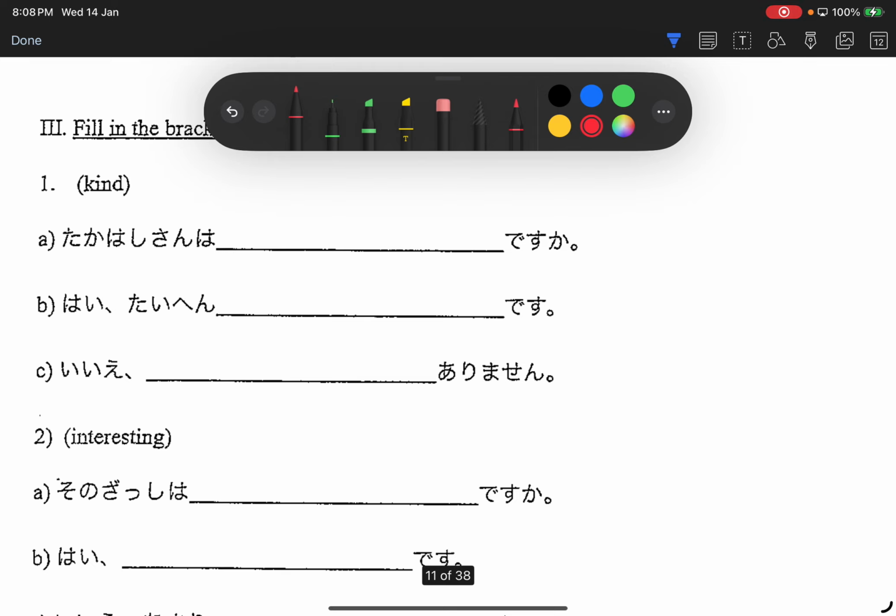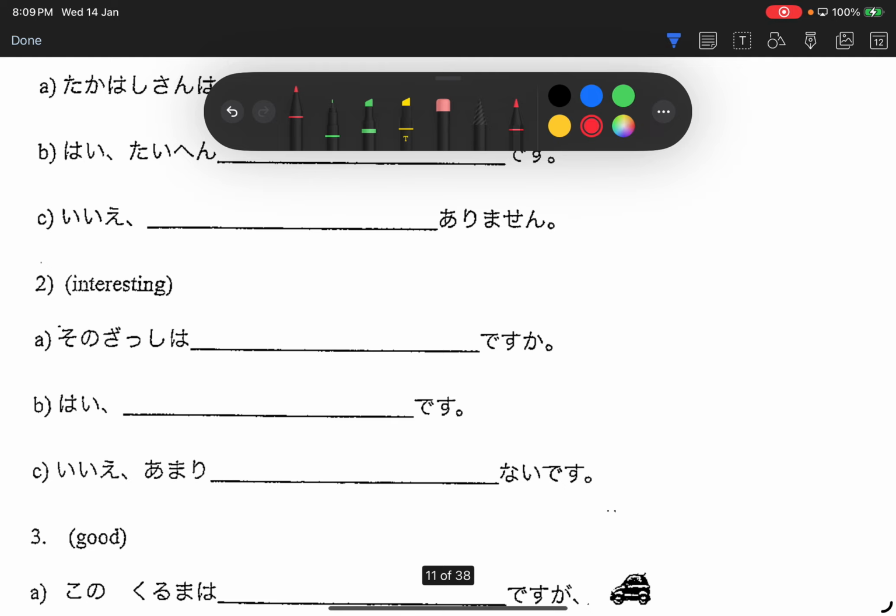Okay, so this one person will give me all 3 answers. Right. What is kind in Japanese? 親切です。Okay, so A. 高橋さんは親切ですか。Okay, good. B. はい、大変親切です。Thank you. Number C. いいえ、親切じゃありません。親切ではありません。Thank you very much. So first one, 親切ですか。Second one, 親切です。Third one, 親切ではありません or 親切じゃありません。Okay, number 2.